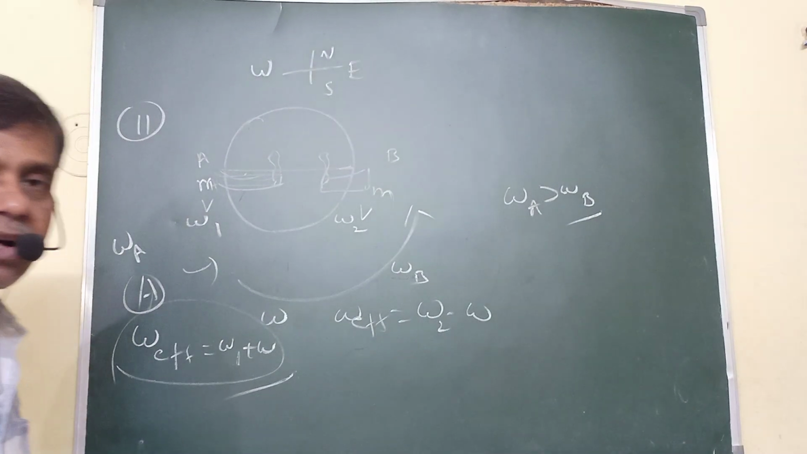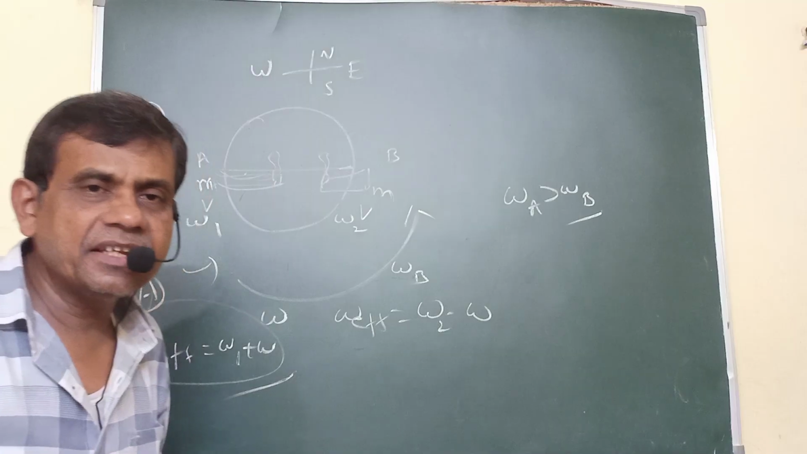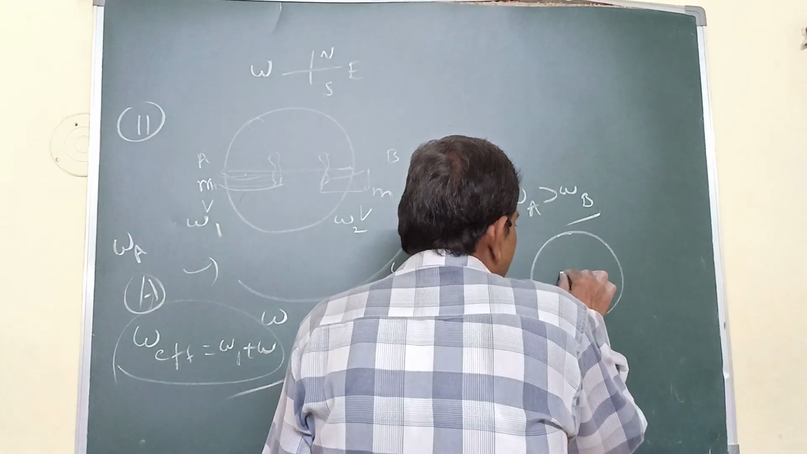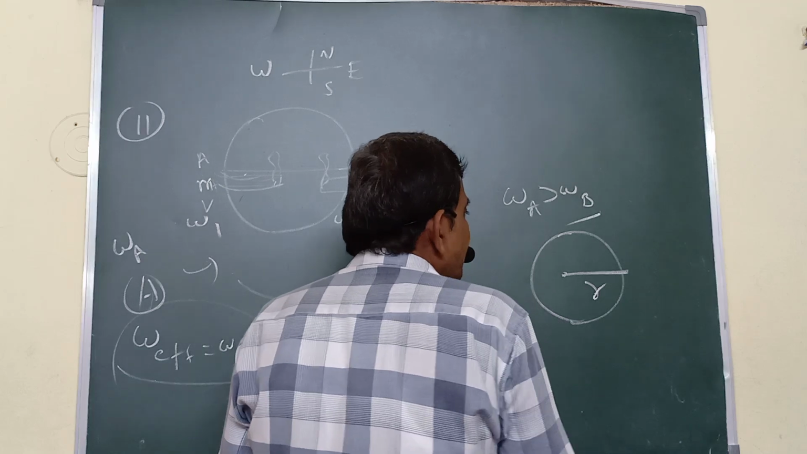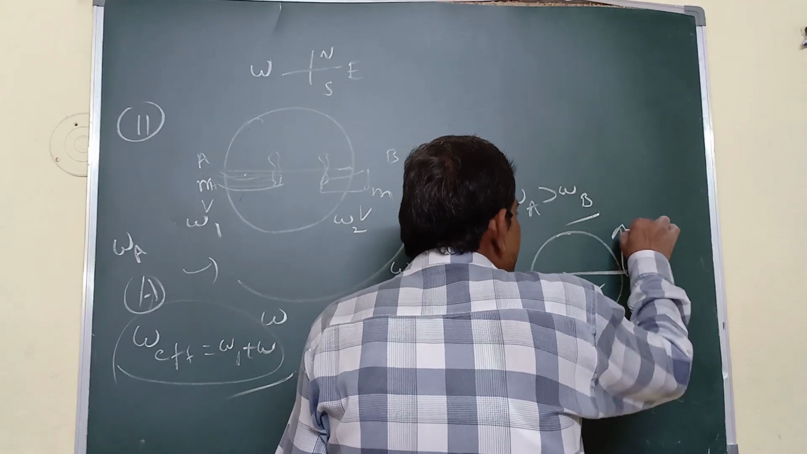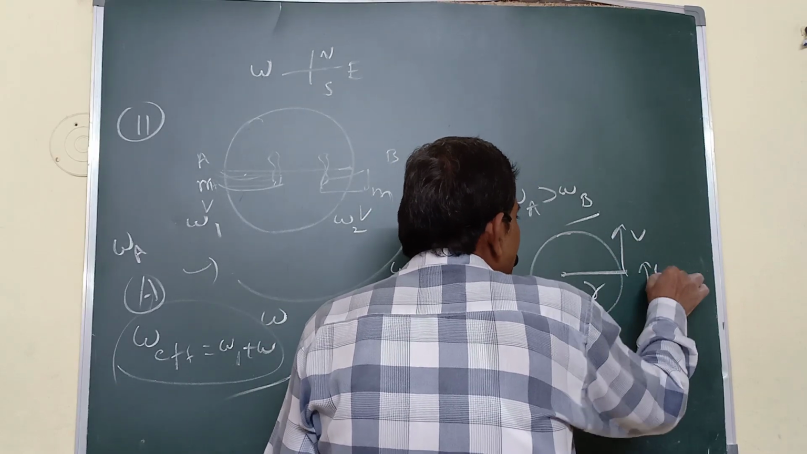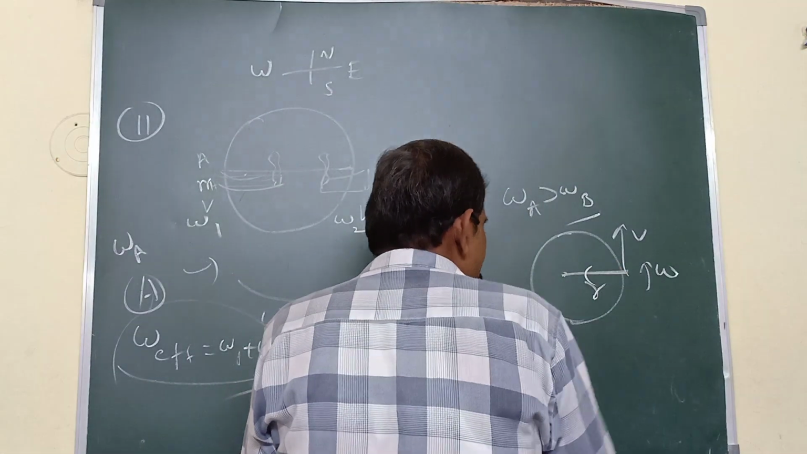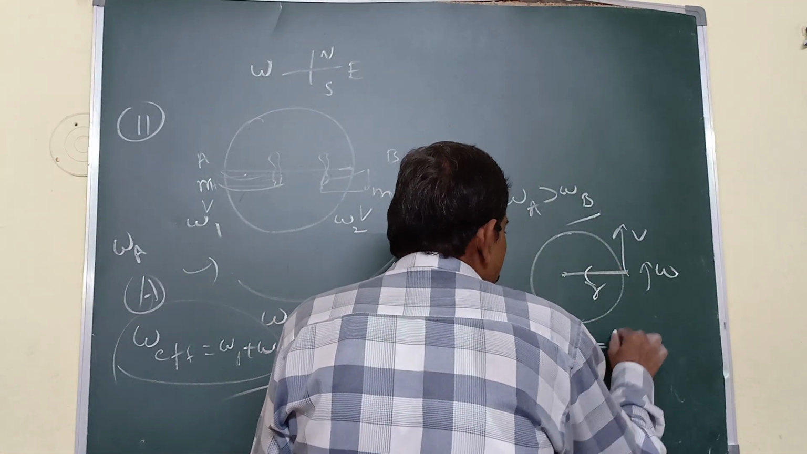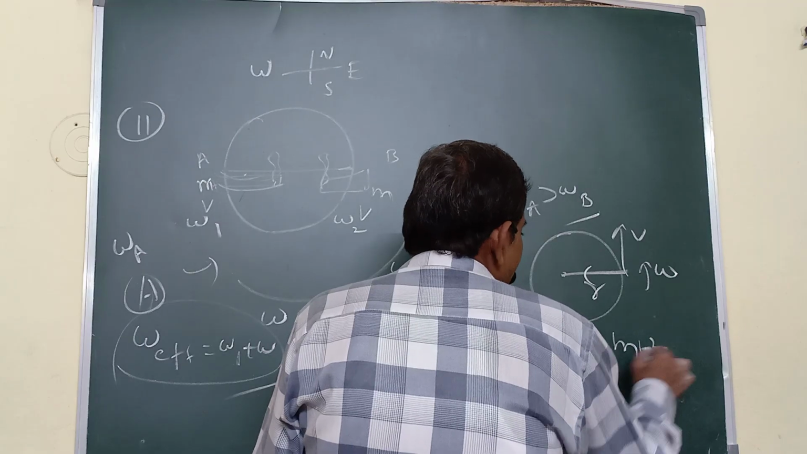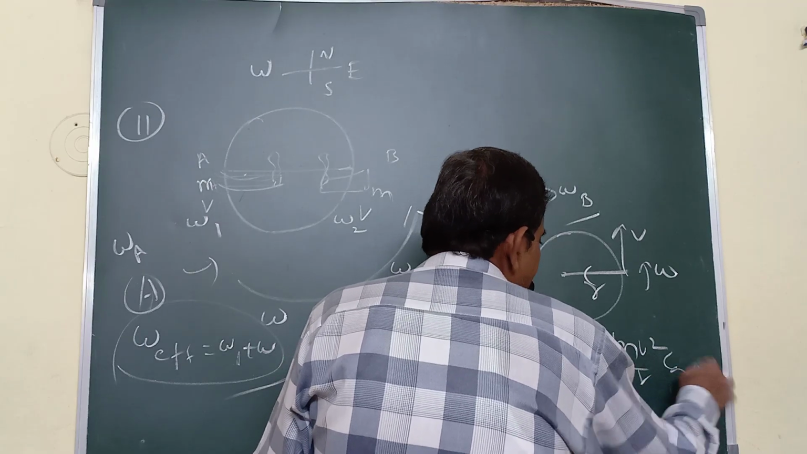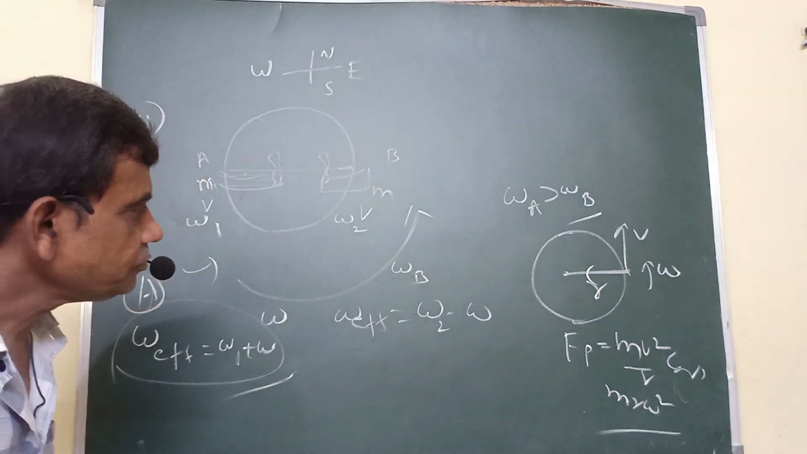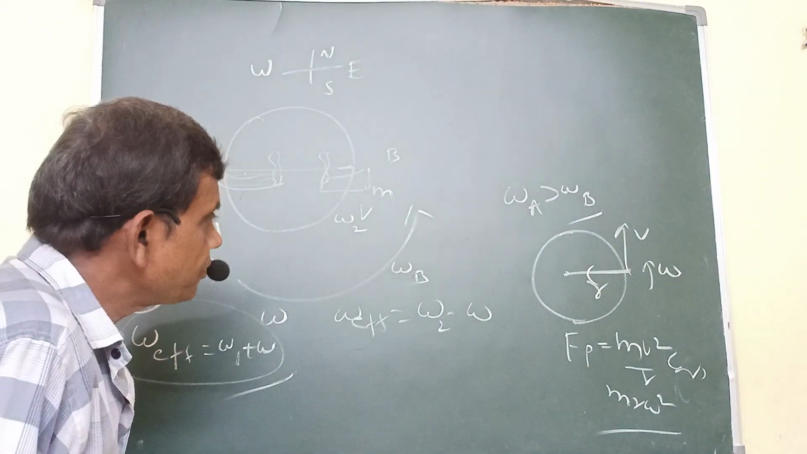So for example, one body is moving along a circular path. What is happening? Two forces are generated. If one body is moving along a circular path with radius r, what happens? V is the speed, omega is the angular velocity. Then what is happening? Centripetal force is generated. What is centripetal force? m v square by r, otherwise m r omega square. That is the centripetal force.